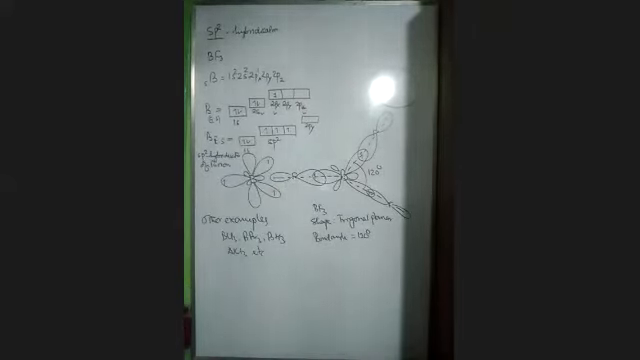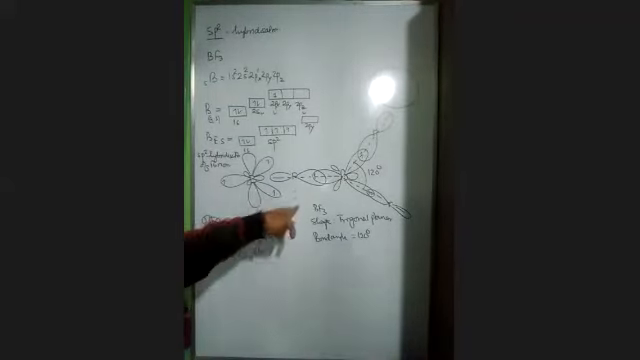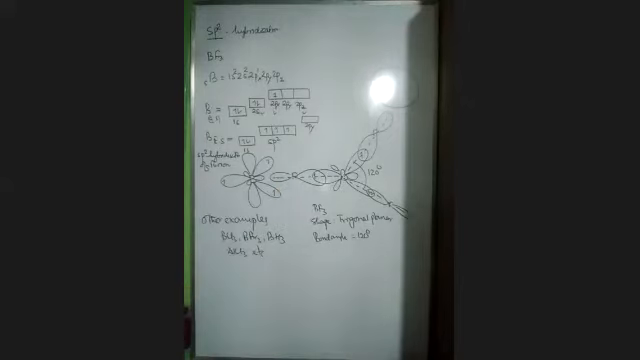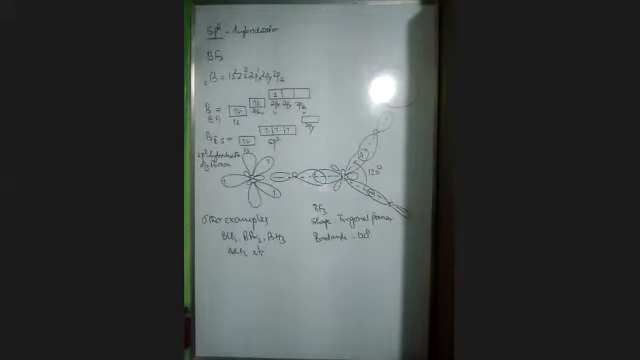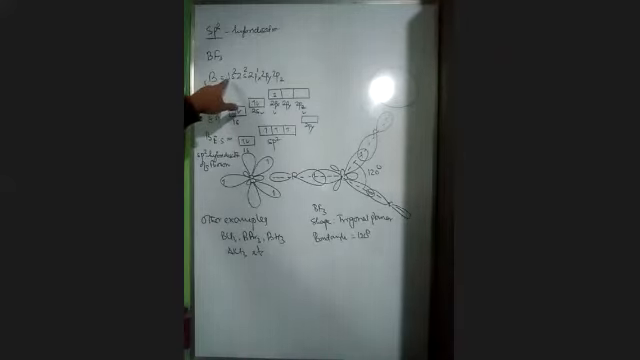Everything you draw like this. Instead of fluorine, put chlorine. If it is Br, instead of fluorine, put bromine. If it is aluminum, instead of boron, you will put aluminum. In case of aluminum, what you will do? You will write here now, it is 1s2, 2s2, 2p6, 3s2, 3p1.